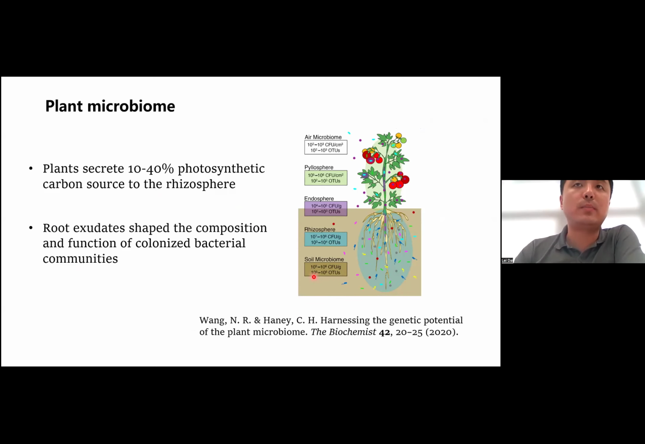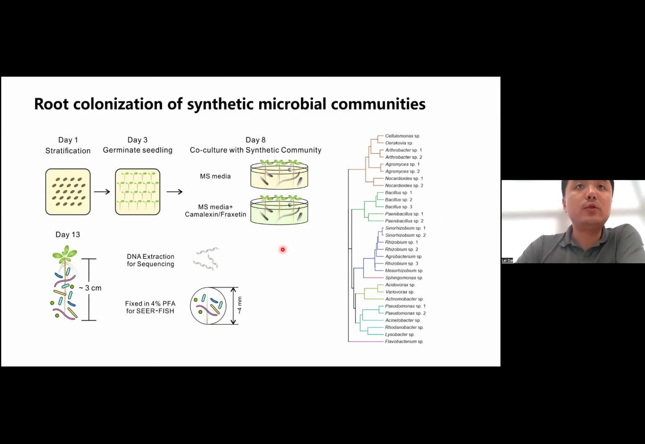So we image the plant roots. As I mentioned in the very beginning, there are a lot of microbes living in the soil and in the rhizosphere. Why? Because plants actually secrete a lot of their photosynthetic carbon source to the rhizosphere. So as you understand, they're trying to modulate the bacteria. They attract the good bacteria to help them.